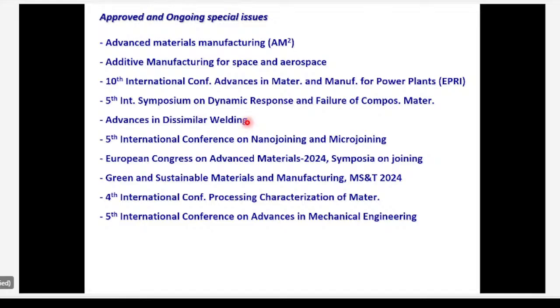We did not have any special issue on welding, and we get a lot of regular papers on welding in the journal. So we decided that, okay, we may have a special issue devoted to welding broadly. So that's another issue that's coming up. And then nano joining, micro joining, European Congress on Advanced Materials. Sustainability is a big push. So we are looking at sustainability in green manufacturing in the context of materials engineering. And we have some special issues coming up there. And there's some conferences that have materials component.